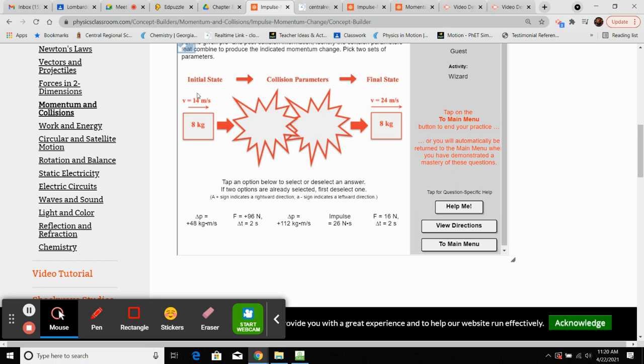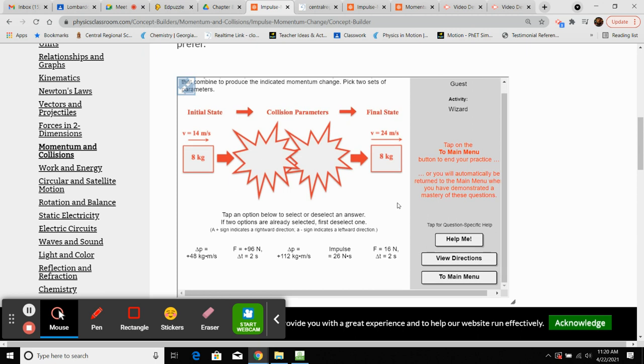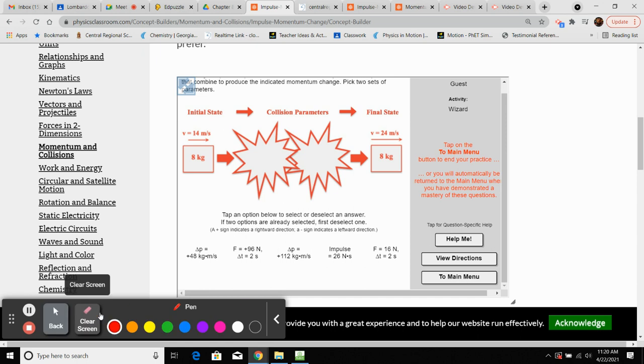So what is our initial velocity? Or I'm sorry, our initial momentum? What's 14 times 8? Somebody? Get your calculator out. 112? Okay, so we are originally at 112 kilogram meters per second, and 8 times 24.